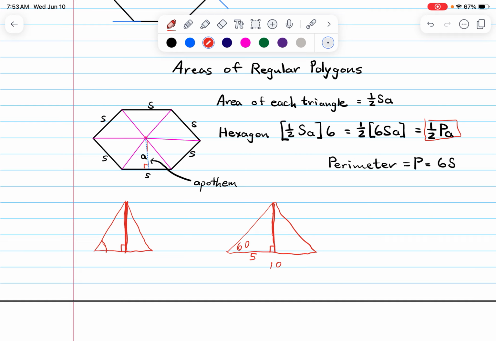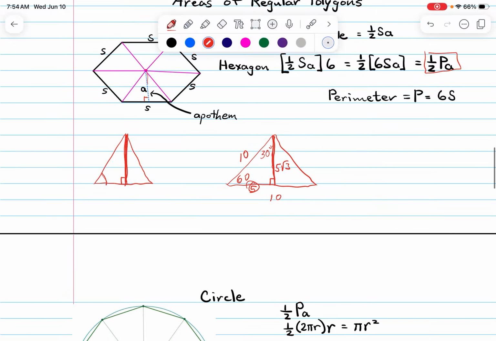The apothem here is going to be 1/2 the hypotenuse times the square root of 3. So what is the hypotenuse? Well, look, this is 30 degrees here. The side opposite the 30 degrees is 1/2 the hypotenuse. So the hypotenuse must be 10. So this must be 5 square roots of 3. See? It's 1/2 the hypotenuse times the square root of 3. And then you have the apothem. That's how you would find the area.